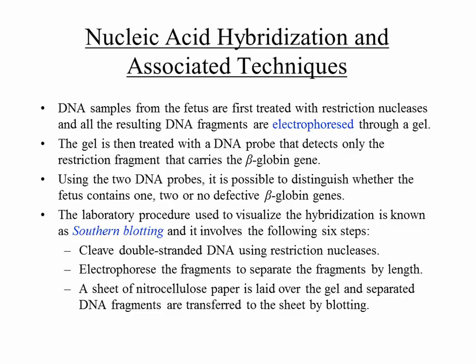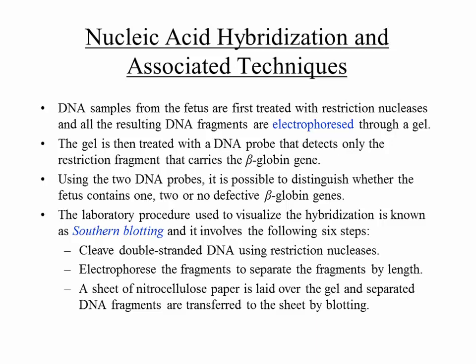So using these two probes, you can actually examine whether this cell has two defective beta globin genes, or only one defective beta globin gene, or no defective beta globin genes. You can figure that out. And the lab procedure that is used to visualize this hybridization is known as southern blotting. So in molecular biology, you will see these terms: western blot, northern blot, southern blot, and so on. The procedure is similar, it's just that in different contexts, they have been given different names. I don't know what the reason is for calling this the southern blot.